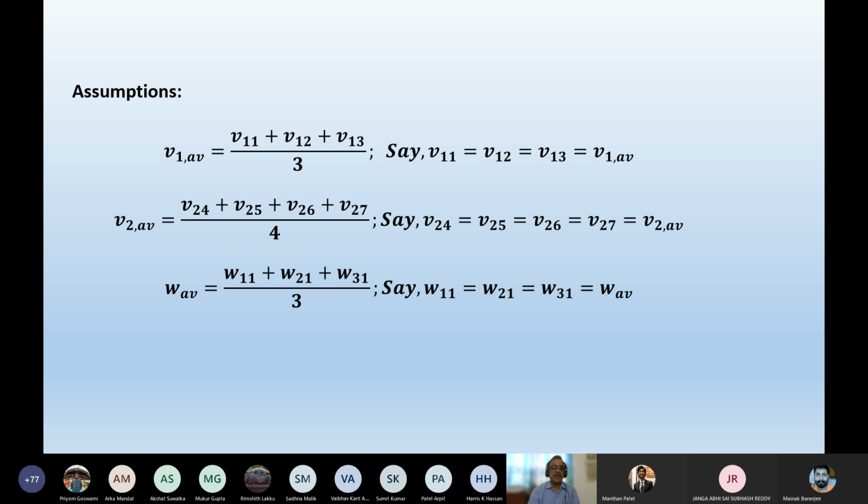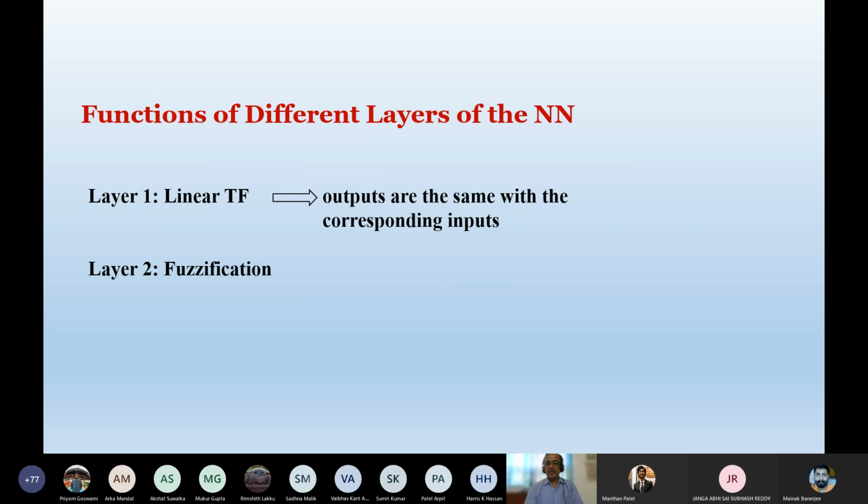So the same thing we do to find out V2 average, then comes your W average, which is nothing but W11 plus W21 plus W31 divided by 3. After that, we assign W11 equals W21 equals W31, that is equal to W average. So this is the way we could consider the symmetrical membership function distribution.